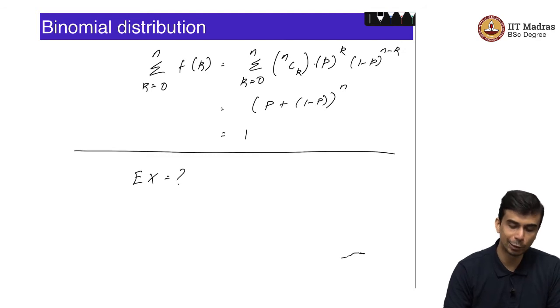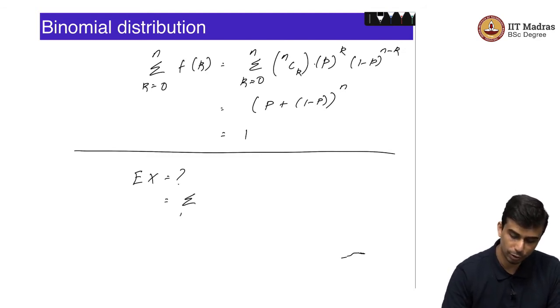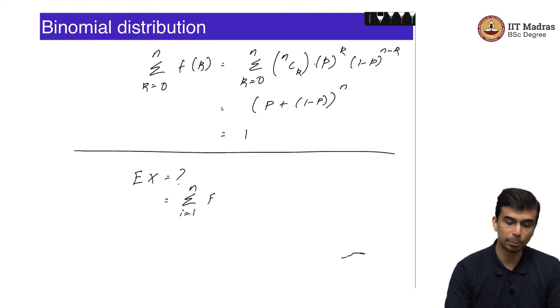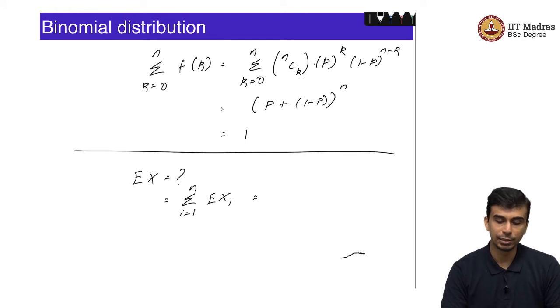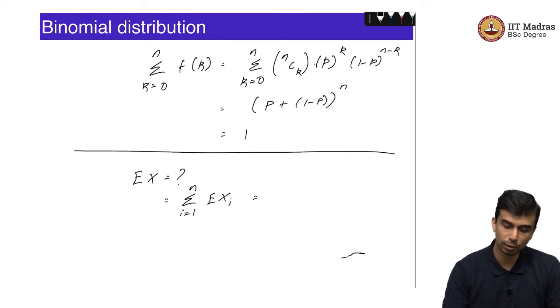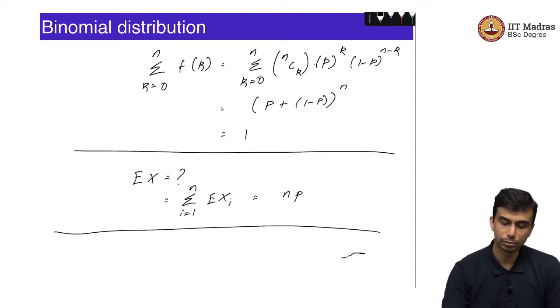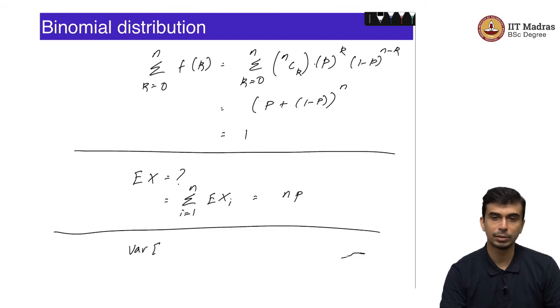Then we will move on to expectation. What is the expected value of x, let us say x is distributed as binomial of n comma p? What is E[X]? Here you can use the linearity of expectation, that is E[X] is simply equal to the sum over i equal to 1 to n of E[Xi]. Each of these are Bernoulli random variables, whose expectation is equal to p. So, this is equal to np.